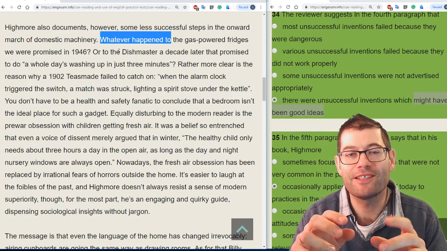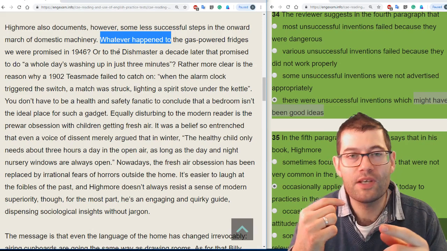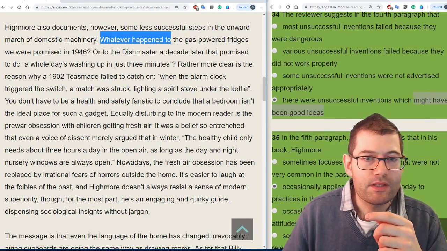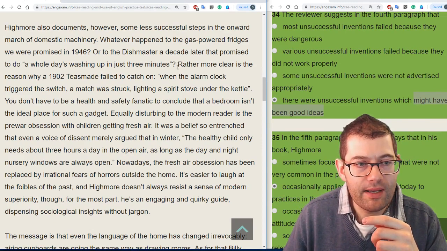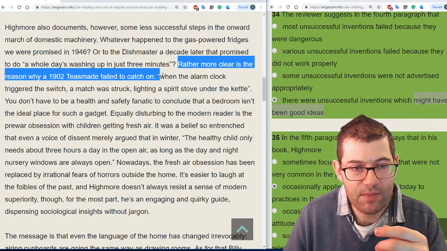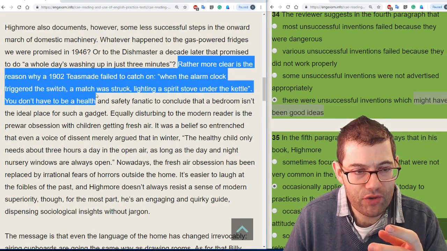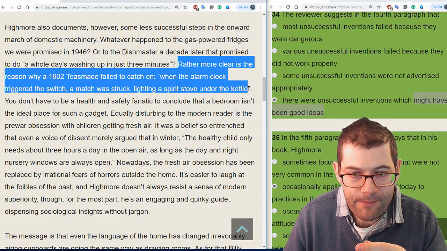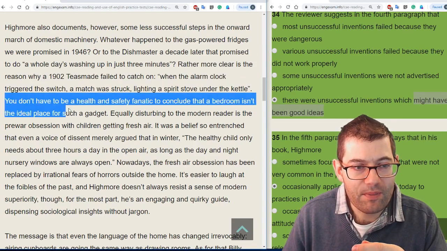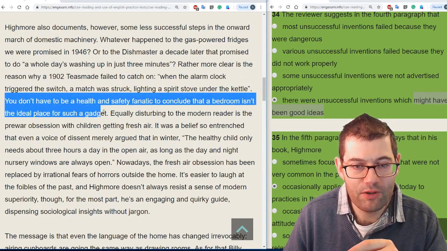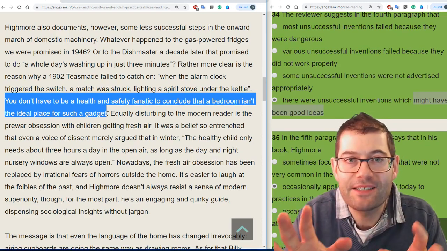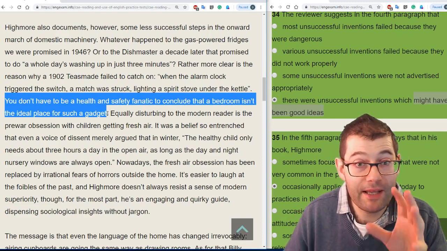Yes, I hear what you're saying, but let's go through this the other way and let's deal with this through a process of elimination. So, rather more clear is the reason why a 1902 Teasmade failed to catch on. When the alarm clock triggered the switch, a match was struck, lighting a spirit stove under the kettle. And then it says, you don't have to be a health and safety fanatic to conclude that the bedroom isn't the ideal place for such a gadget. That's it. That's all of the vocabulary that we've got to work with.